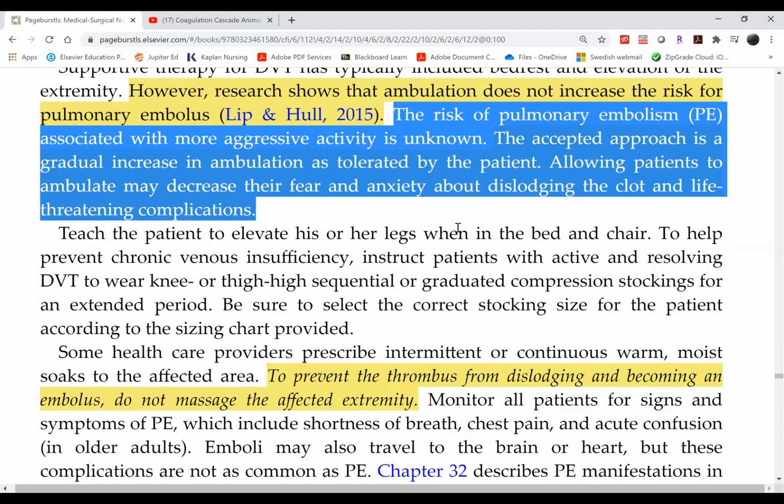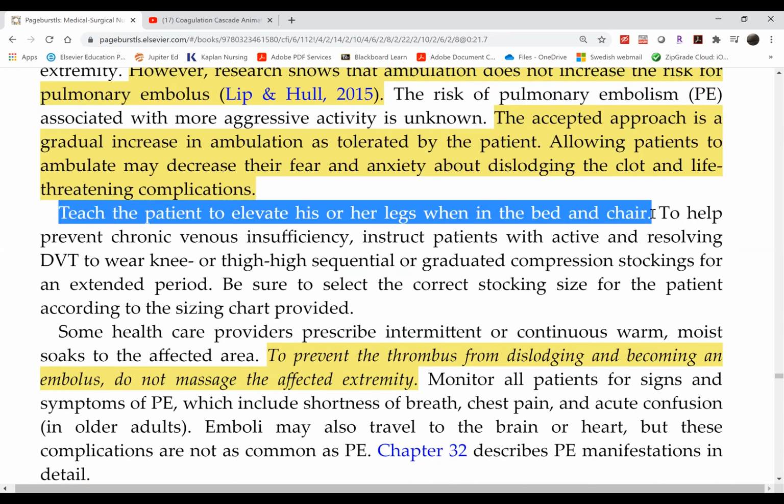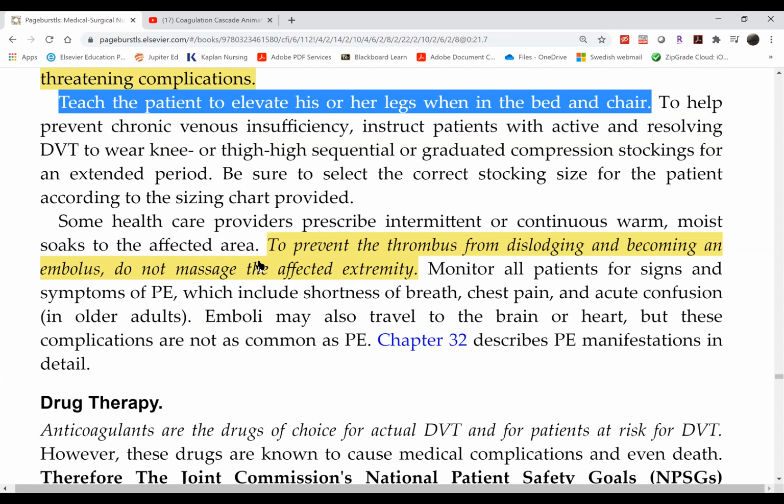Elevate the legs, of course, that will decrease the edema as well as promote venous return. That way we don't have any venous stasis. One thing we don't do is massaging, right? Definitely no massaging the affected leg. You can do intermittent or continuous warm soaks. That's fine.